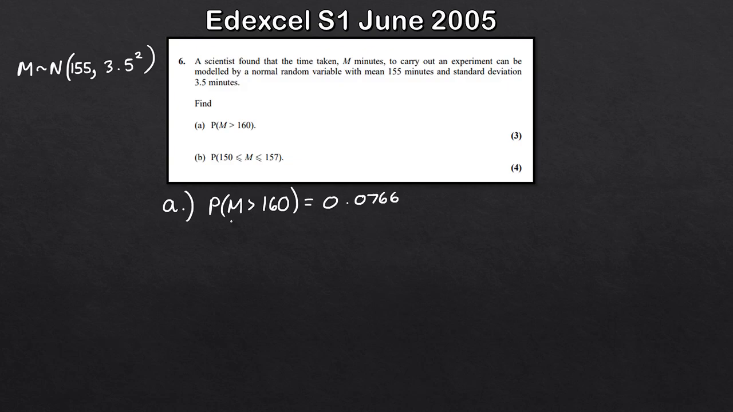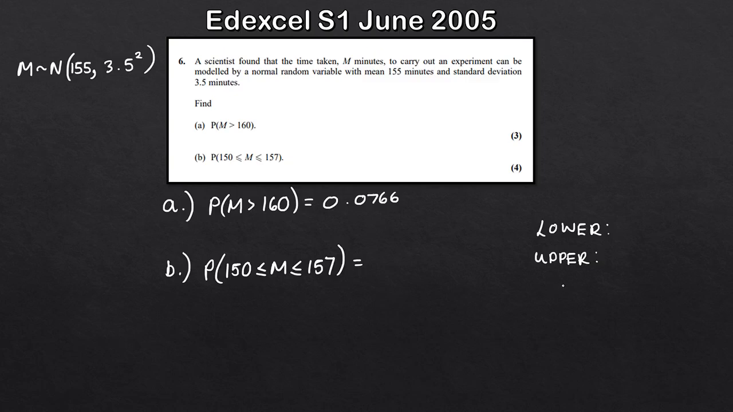Now for part B, it looks a little bit more complicated. M is between these two values, but it's actually quite easy. All we do is we use our calculator again. And what I'll do is I'll do my interface again, just so you can see what you should be getting here. So if we go back to the NCD screen, what we've got is our lower, we've got our upper, we've got our standard deviation sigma, and we've got our mean mu.